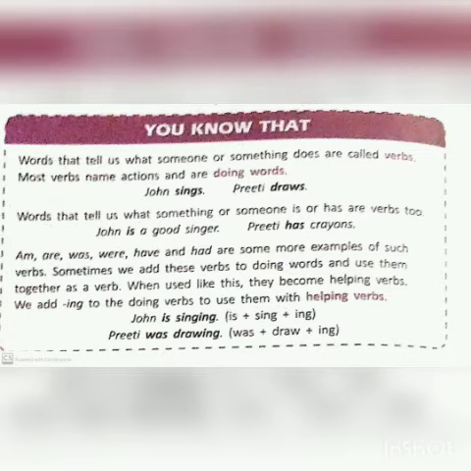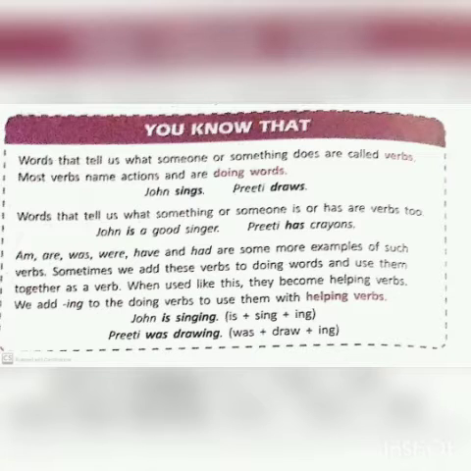So, what is a verb? Words that tell us what someone or something does are called verbs. Most verbs name actions and are doing words. We all know what a verb is, right? All action words are called verbs. Whatever we are doing, whatever animals, people or things are doing, whatever is going on, all these doing words are called verbs.